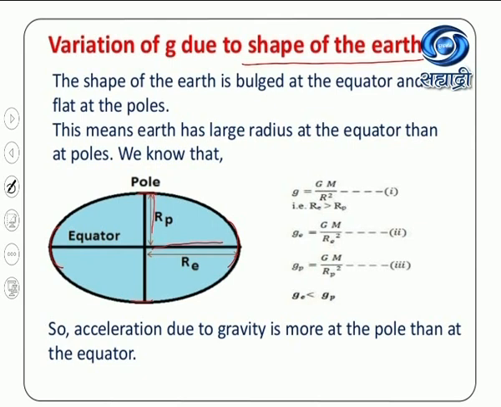So therefore the value of the denominator, that is the distance from the center, the radius, will change. At the pole it is different and at the equator it is different. So here the distance is less, so acceleration due to gravity is more at the poles, and at the equator it will be less because the distance will be more. Acceleration due to gravity will be less at the equator and more at the pole.